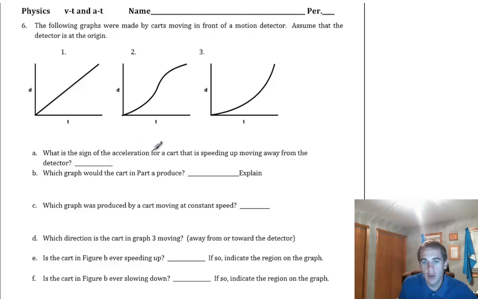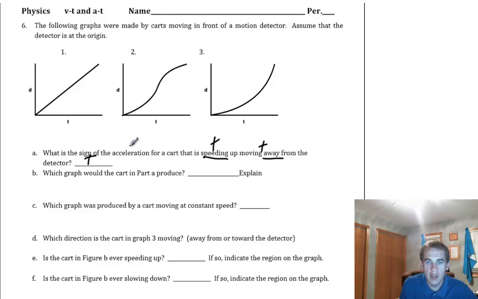Okay, but if it's going to be speeding up, moving away, then we know two things. We know that it's getting faster, so that's positive. We know it's moving away, that's positive, and two positives make a positive. Which graph would the cart in part A produce?